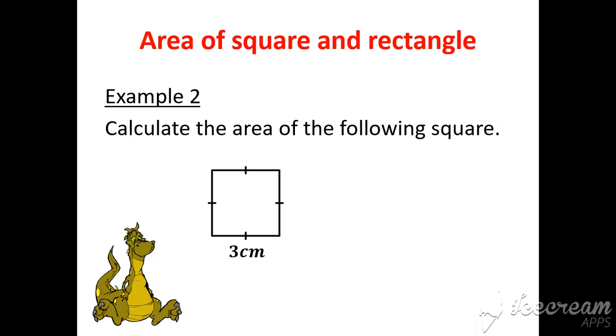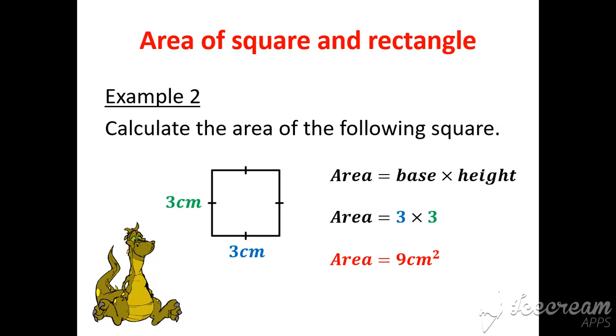Right, example 2, calculate the area of the following square. Well, it's the same rule, base times height as a rectangle. So we've got dashes on all 4 sides of the square, which means that all 4 sides are 3 centimeters. So if the base is 3, then the height is also 3. So base times height is the area of a rectangle and a square. So 3 times 3, which is 9.